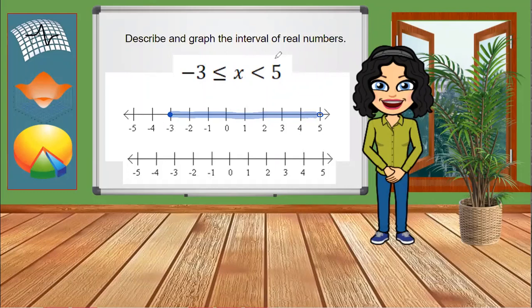If we want to use interval notation, we're going to put a square bracket at -3 because it's included. And we are going to put a parentheses at 5 because it's not included. And then we'll shade in between.